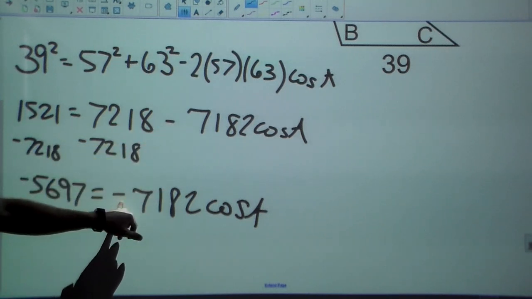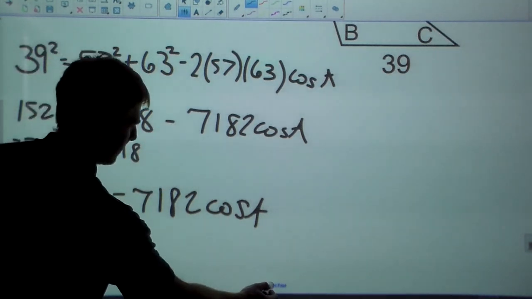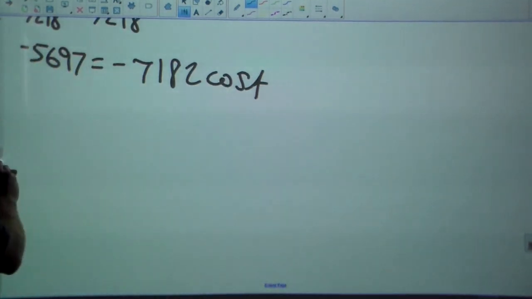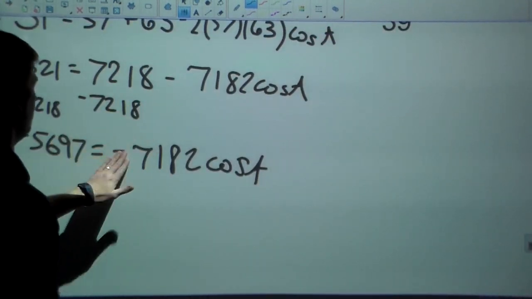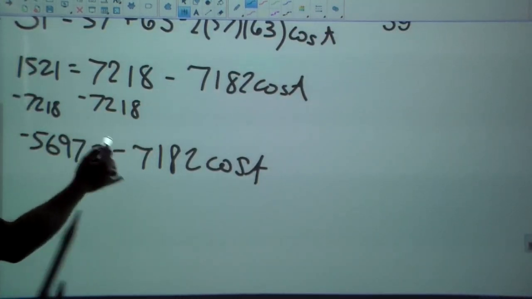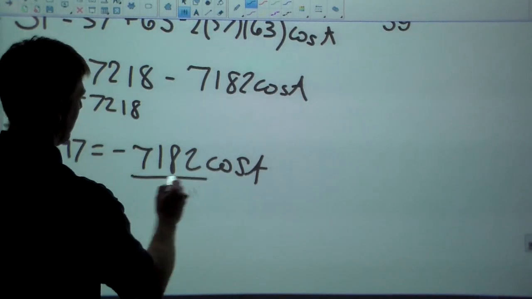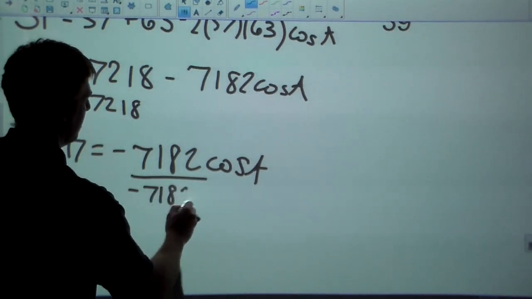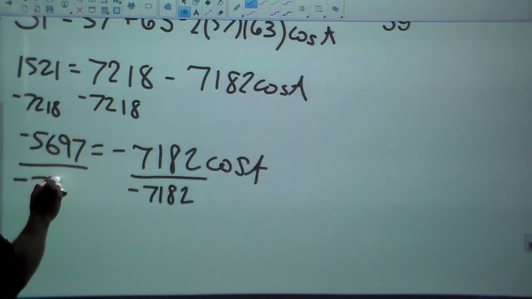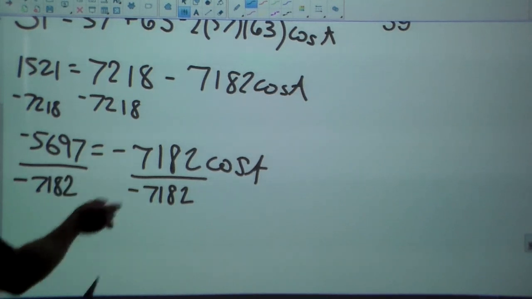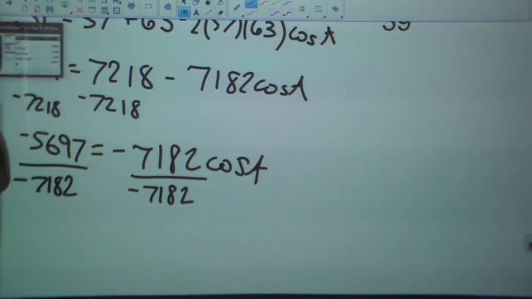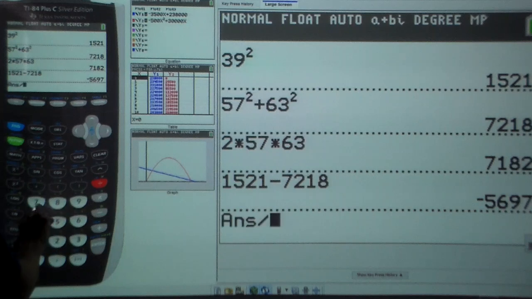Keep that negative in there. Another really common mistake. It was there in the beginning. It's got to continue to be there. You didn't get rid of it, so keep it there. All right, now you're trying to get a variable by itself. You got something multiplied by it. So divide that out. So divide by the 7182. And it does need to be negative.